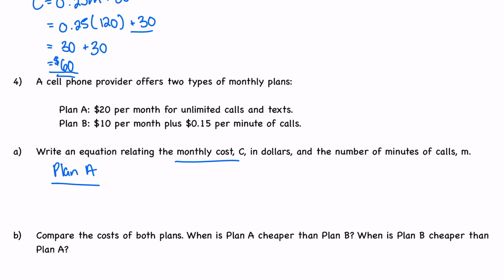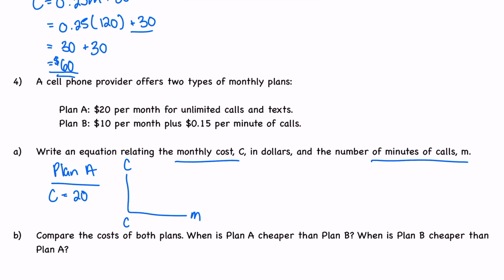So our monthly cost C is what depends on the number of minutes of calls that we make that month. So our C is going to be our dependent variable. And for Plan A, it's $20 per month for unlimited calls and texts. So what that tells us is for Plan A, C doesn't depend on M. So if C does not depend on M, C is just equal to $20 per month. It's a flat rate. If we were to graph this out, we would have C on the y-axis for our cost, and we'd have our number of minutes on the x-axis.